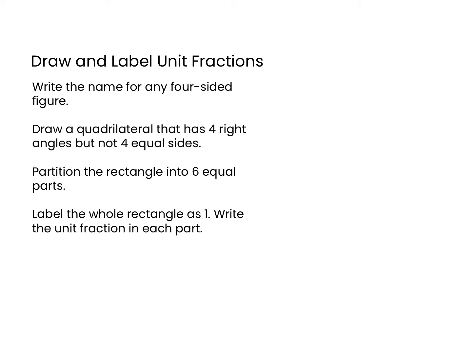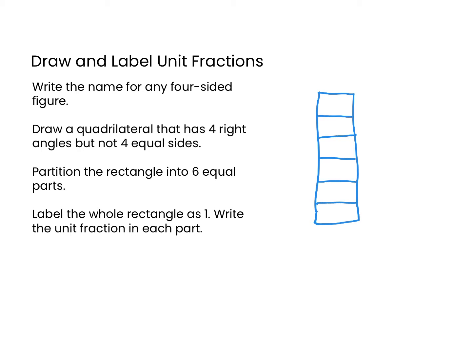So draw a quadrilateral that has 4 right angles, but not 4 equal sides. So this time I'm just to be different. I'm going to make mine long. Oh my goodness, that is very sloppy, but it's going to work. And we're going to partition that into 6 equal parts. So I'm going to divide it in half. And then I'm going to divide each of those into 3 parts.